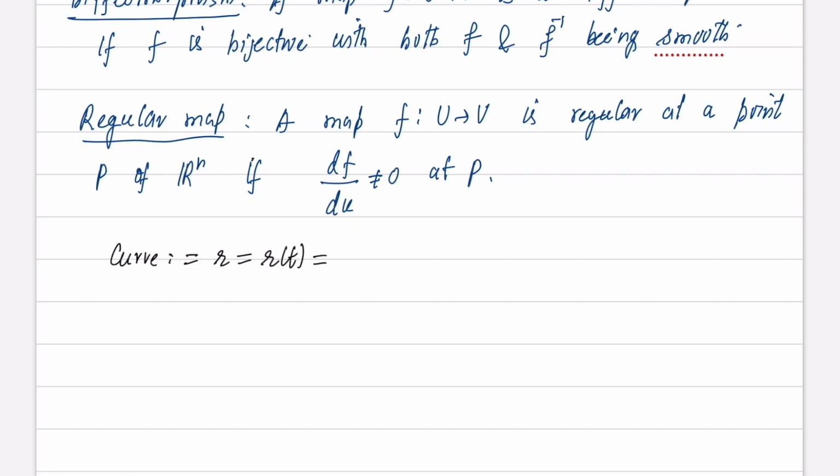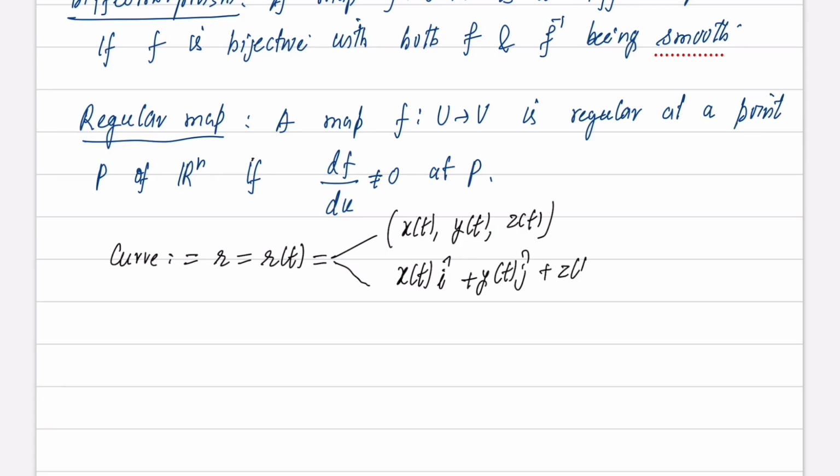This can be represented either in the coordinate form or in the Cartesian form. We can write it in this way: x of t, y of t, z of t, or this can also be expressed as x(t)i plus y(t)j plus z(t)k. So this is actually a space curve.